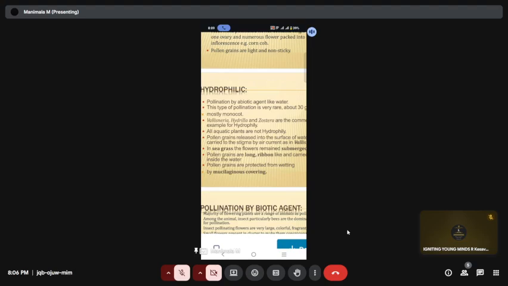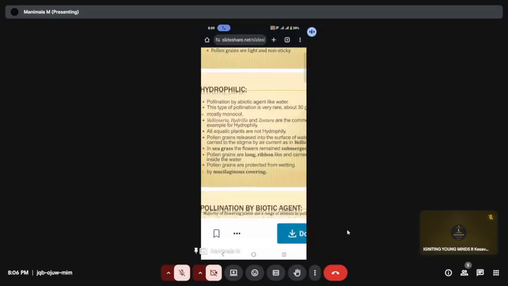And in the wind pollination plant, what about the stigma? The stigma should be long. Yes, ma'am, the stigma is long, right? The same way, in hydrophilous flowers also, the stigma should be long. And what about the sticky nature? The stigma of the wind pollination flower, is it sticky or dry? Dry, ma'am.